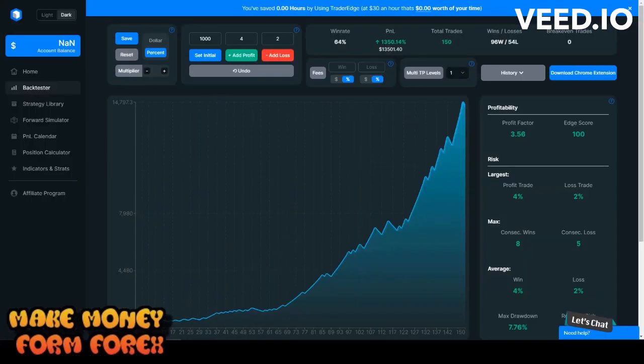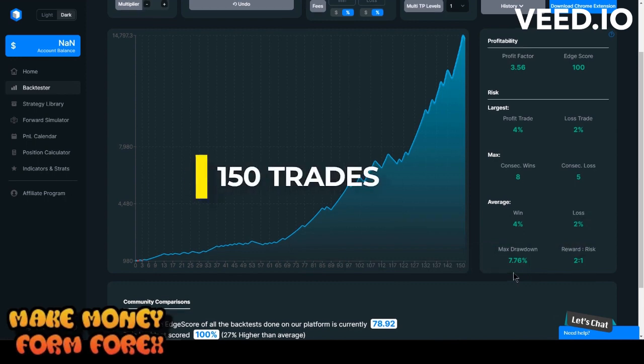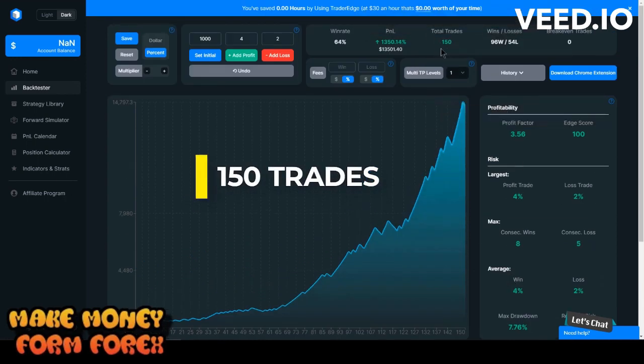After backtesting this strategy 150 times, we see that the win rate was 64%, which is really good for a risk-reward ratio of 1:2. The gain on the account was 1,350% over a backtesting period of 14 months. It had a great profit factor of 3.56, 8 consecutive wins against 4 consecutive losses, and a maximum drawdown of 7.76%.